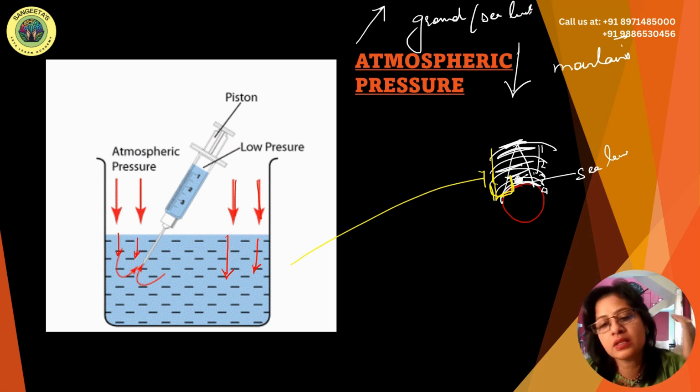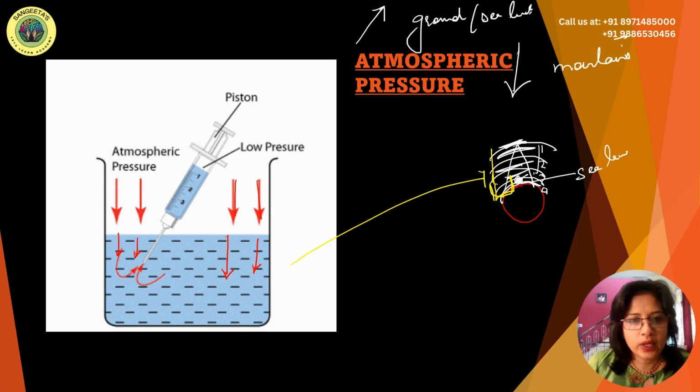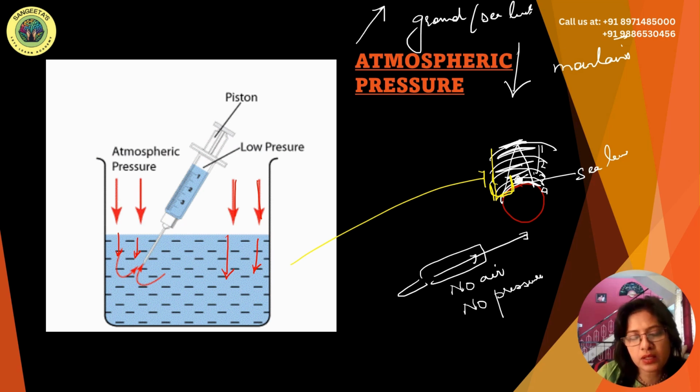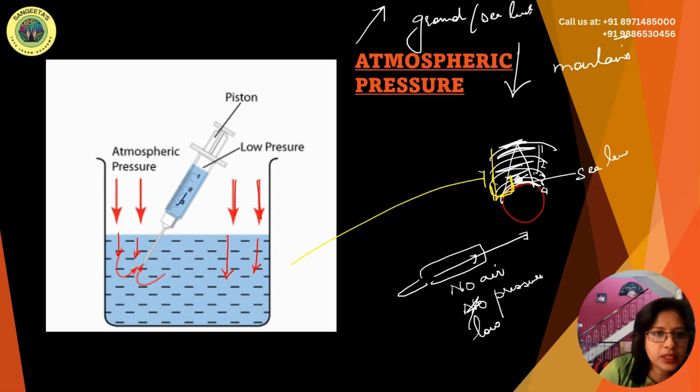Why do syringes take liquid? How do they take it? When you take a syringe, you see that we are pulling it, right? Let's say this is the syringe, and we are pulling it. So what we are doing is taking away the air. When we are taking away the air, there is no air, so that means there is no pressure. We'll not say no pressure, we'll call it low pressure. So here there is low pressure.